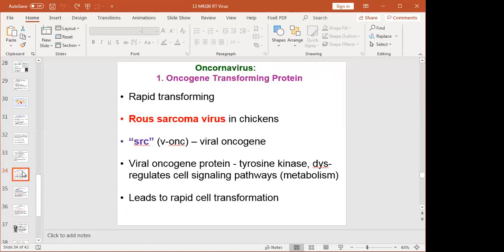This viral oncogene protein is a tyrosine kinase, meaning that it adds phosphate groups to tyrosine residues, resulting in constitutive activation of key regulatory proteins in signal transduction pathways such as metabolism, and leads to rapid transformation of the host cells, or cancer.